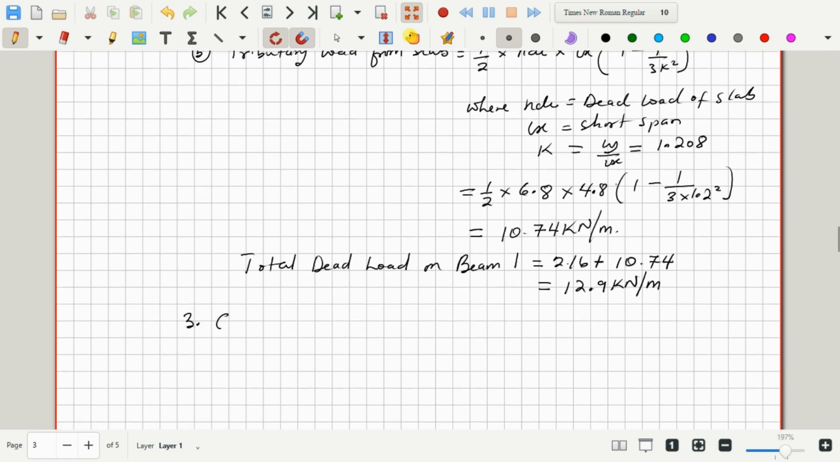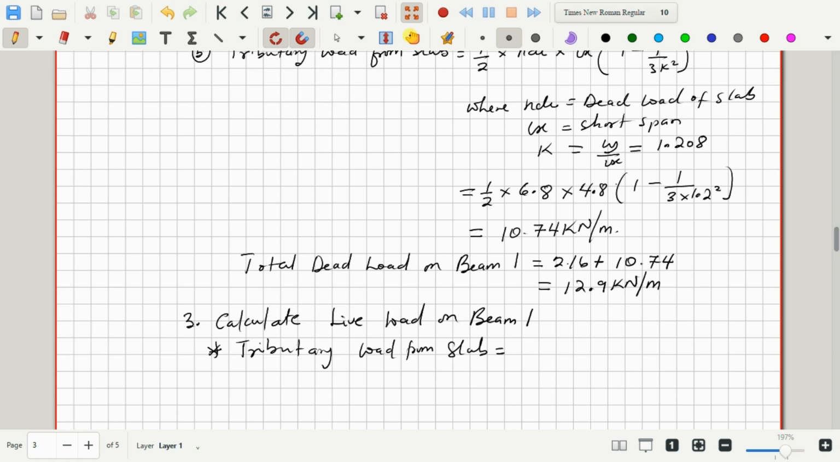So this will be 3. Calculate live load on beam 1. With that, we are also going to just consider the tributary load from the slab. So tributary load from slab. And that will give us, we are using the same formula we used previously.